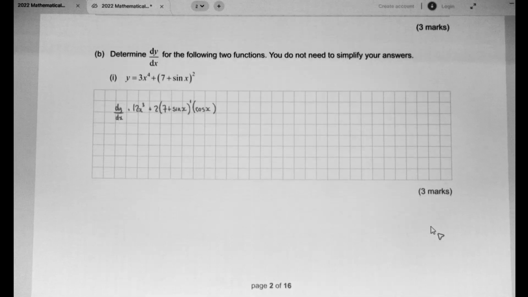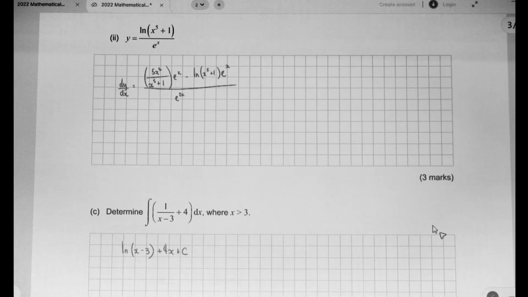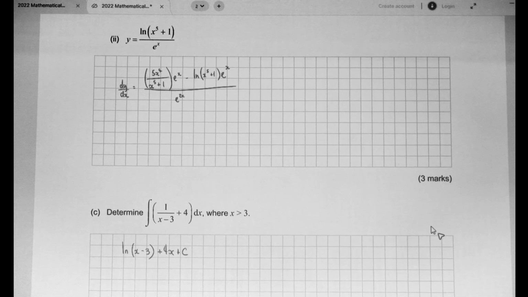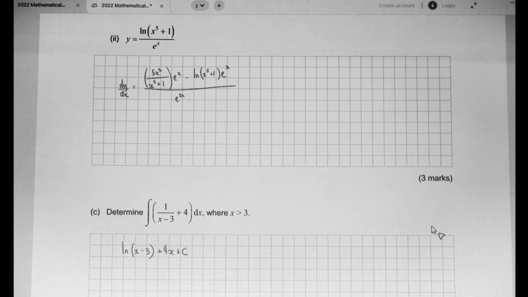Okay, then they had to do a quotient rule. Once again, the problems occurred if kids left their brackets off, particularly the ln brackets x to the 5th plus 1. It means a completely different thing without the brackets, so they have to get in the habit of putting the brackets.